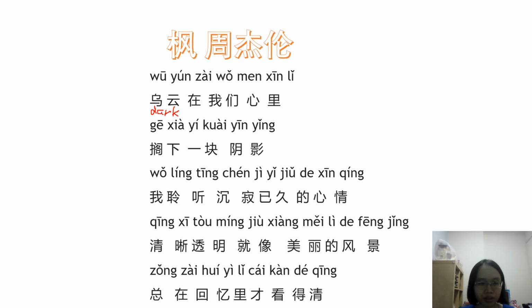乌云 Wu means dark. Yun means cloud. Wu Yun means dark cloud. At can be 在. 在 can also indicate where the object or place is. 我们 is usually us or we, but in this case, 我们心里 the 的 is being omitted. So it's actually 我们的 which is our.